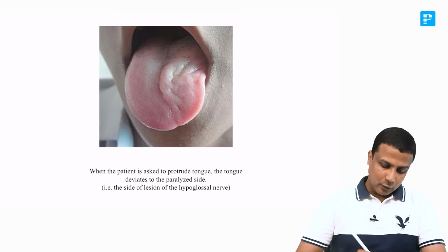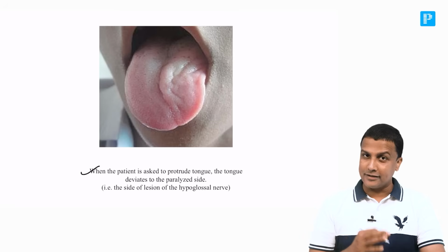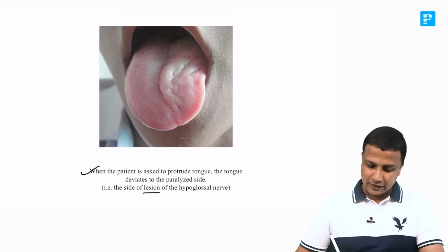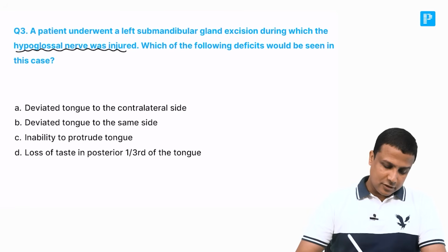So therefore, when the patient is asked to protrude the tongue, it deviates to the paralyzed side, and that will be the site of the lesion of which nerve? Hypoglossal nerve. Now let us see all the options one by one.